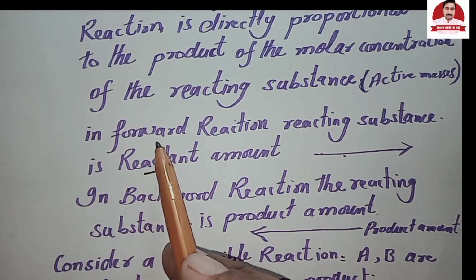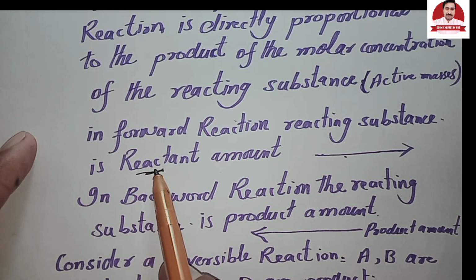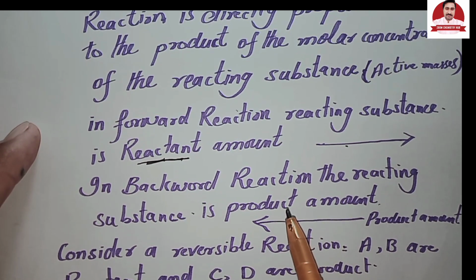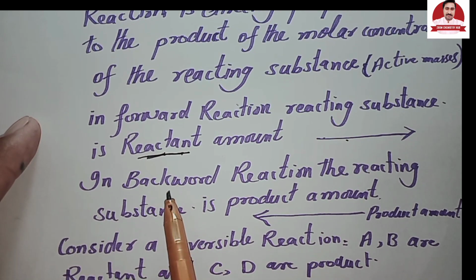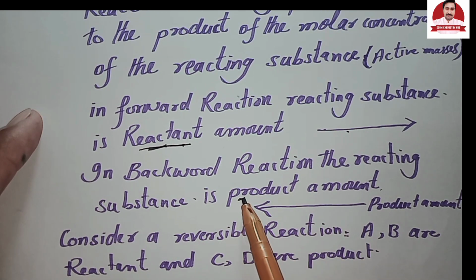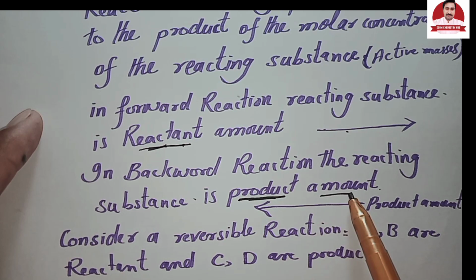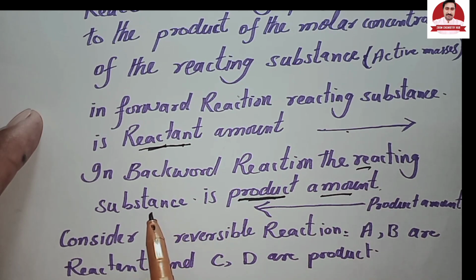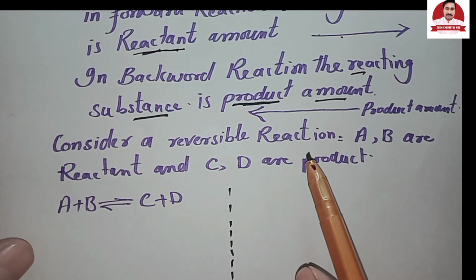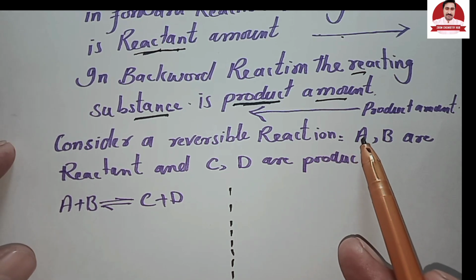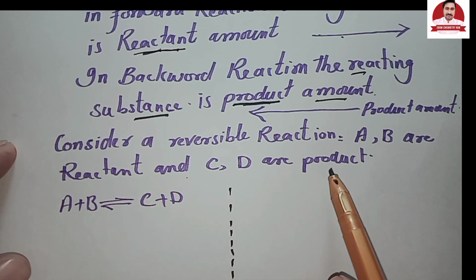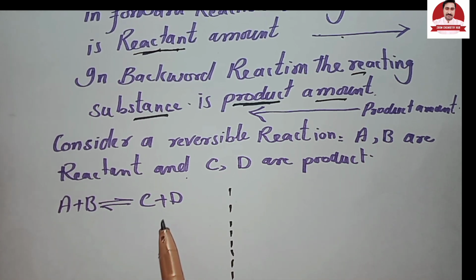When the forward reaction goes on, the reactant substances are the reactants, and when the reverse reaction proceeds, in the backward reaction the product amount is the reacting substance. Now we consider an example of a reversible reaction, in which A and B are the reactants and C and D are the products.